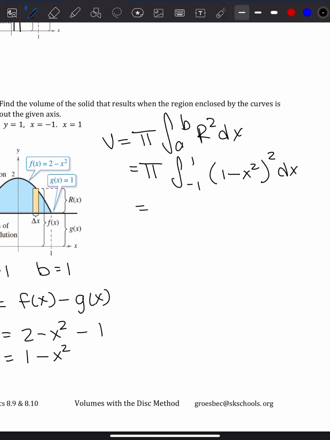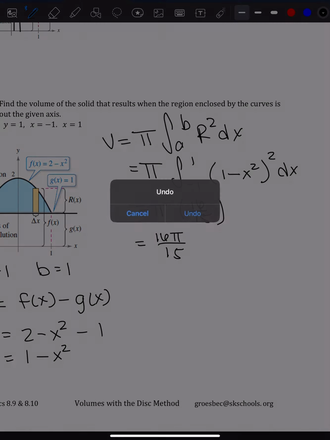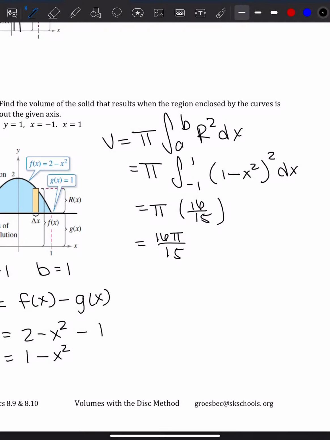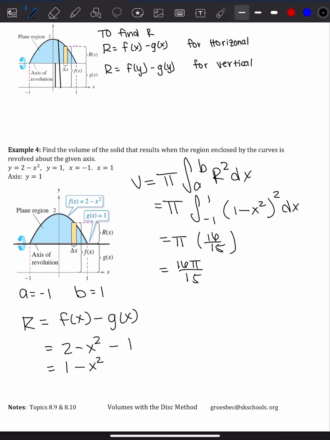When we do that, we are going to get that this integral is 16 over 15. So we have pi times 16 over 15, so 16 pi over 15. So it's a little bit over 1 times pi, which would make sense for this area.